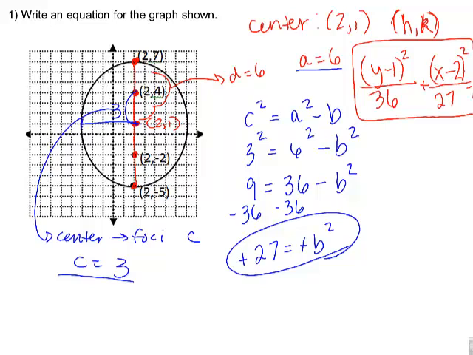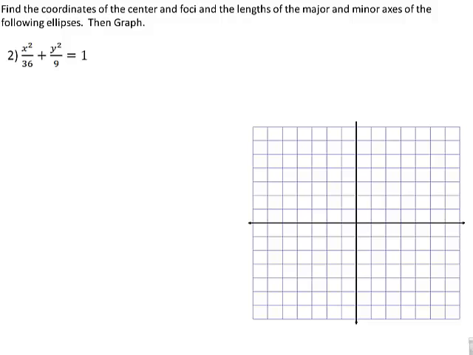Okay, so let's try graphing one. So here's our equation. We want to graph it, state the center, the foci points, how long our major and minor axes are, and then graph it. So we'll start with one that's already in standard form: x squared over 36 plus y squared over 9 is equal to 1.